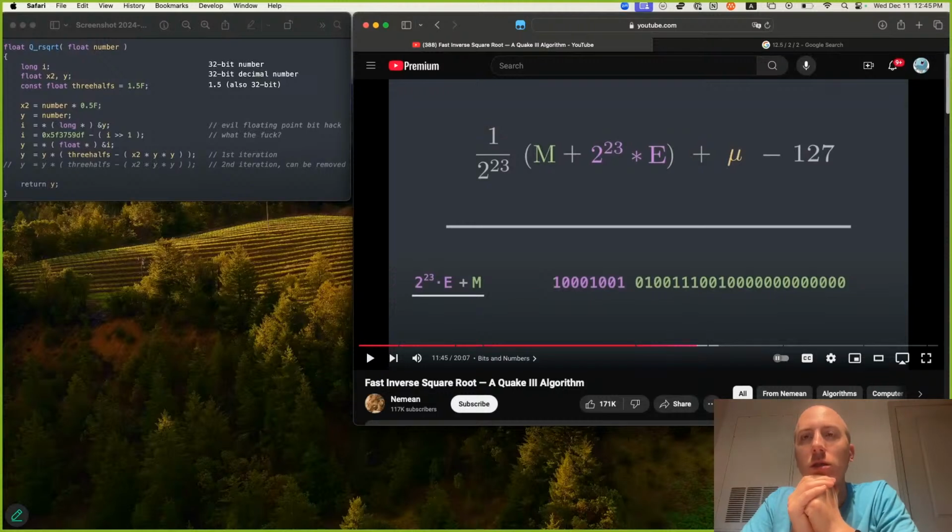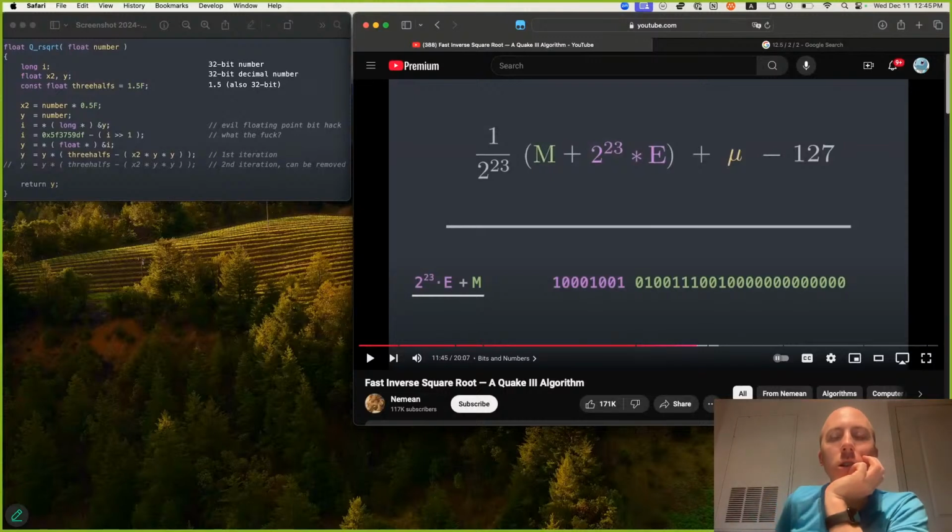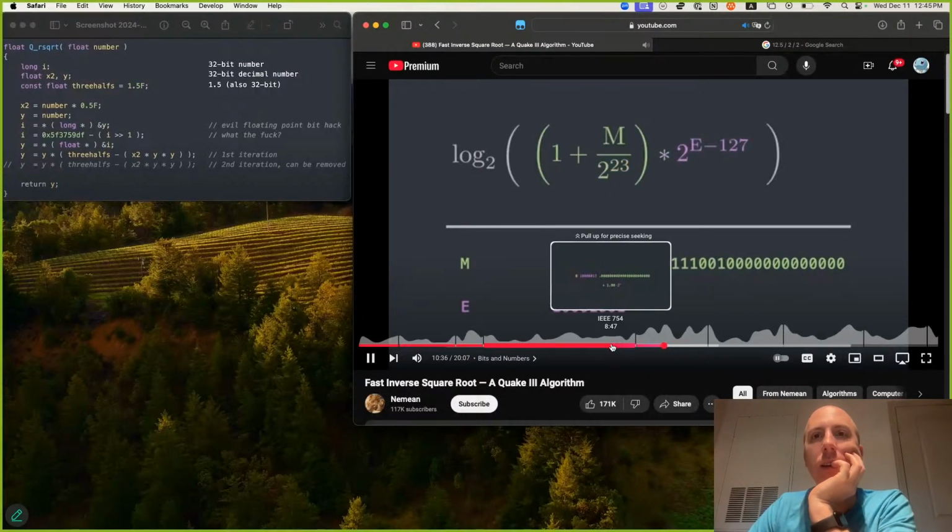Yeah, I mean 2 to the... plus the exponent. Okay, we shifted over 2 to the 23, and then we just add the mantissa? Is that right? I feel like I need to go back.